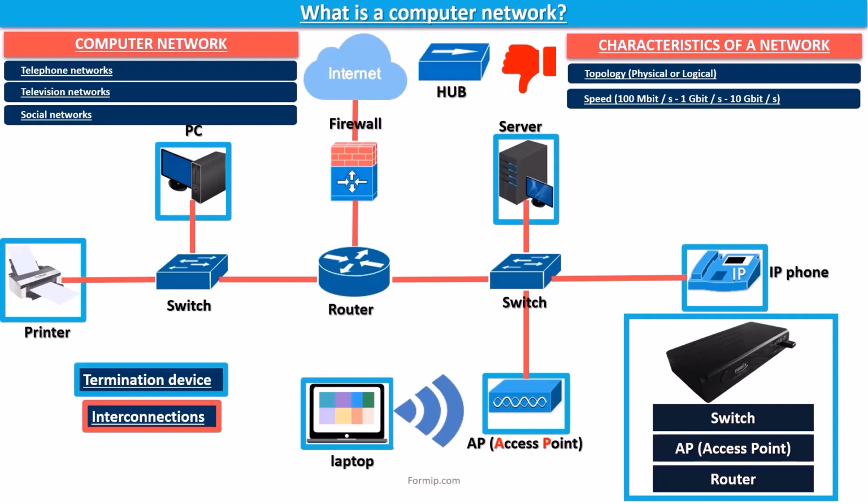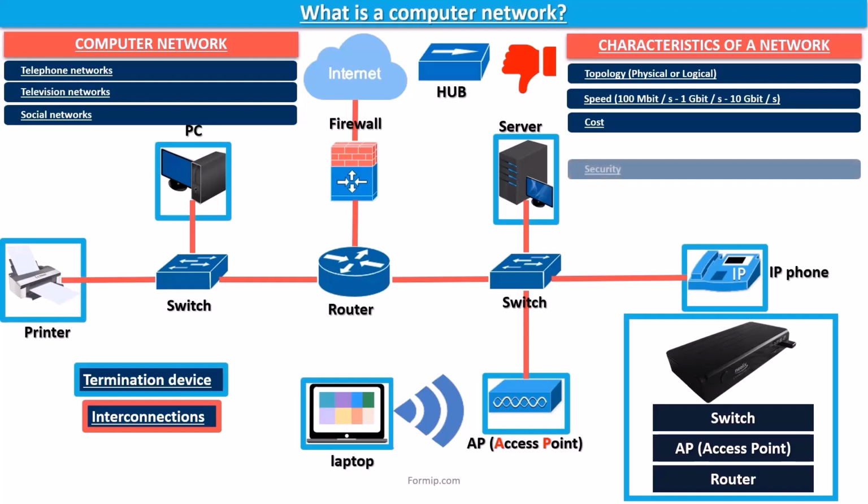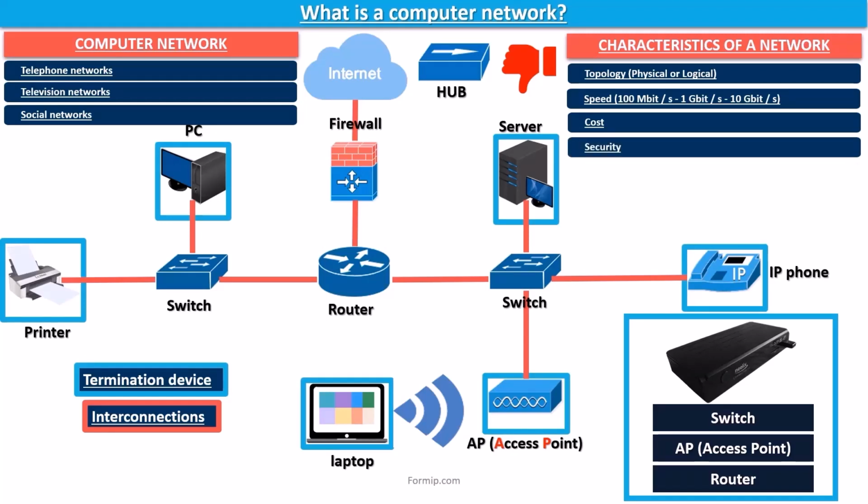We have the cost. This includes the general expenditure for purchasing components, installing the network, and maintaining the network. And security, which indicates how the network is protected. Today, security is very, very important, because techniques and practices are constantly and very rapidly evolving. An administrator must review security every time they change the topology of the network.